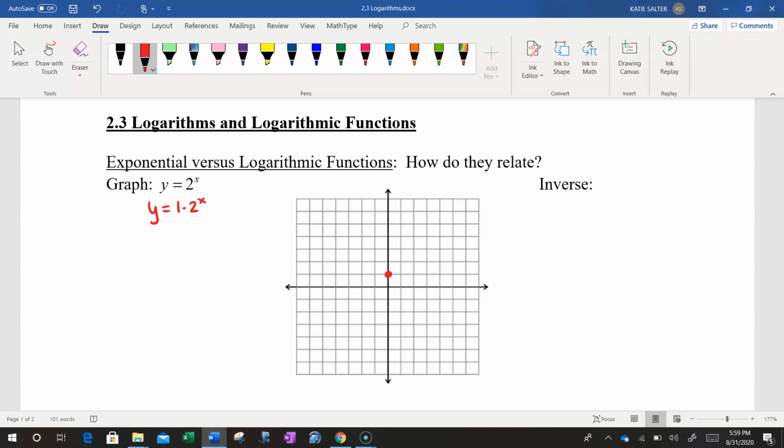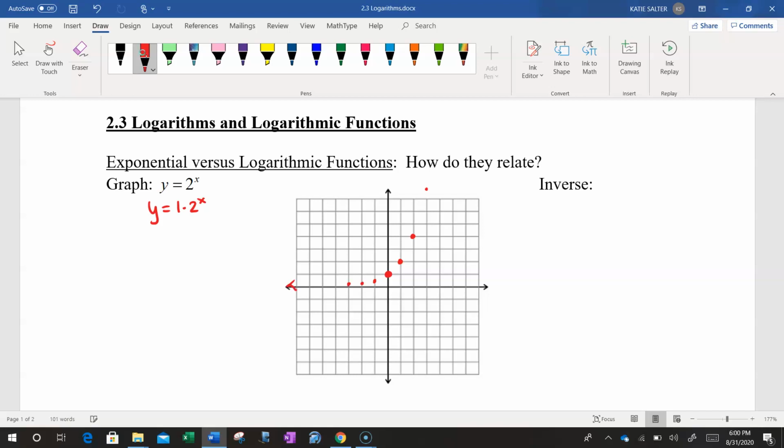Also remember, any time you raise a base to the 0 power, we get 1. To create our other points, as we move right 1, we just multiply by 2. So 1 times 2 is 2, 2 times 2 is 4, 4 times 2 is 8. If we went the opposite direction, we would halve. Half of 1 is a half, half of a half is a fourth, half of a fourth is an eighth.